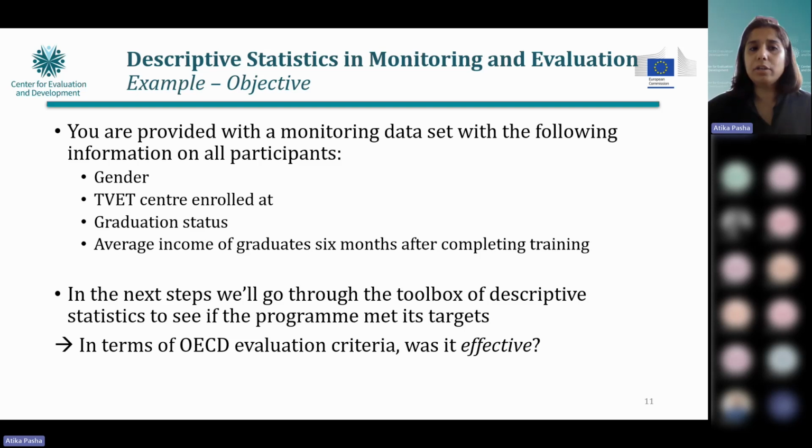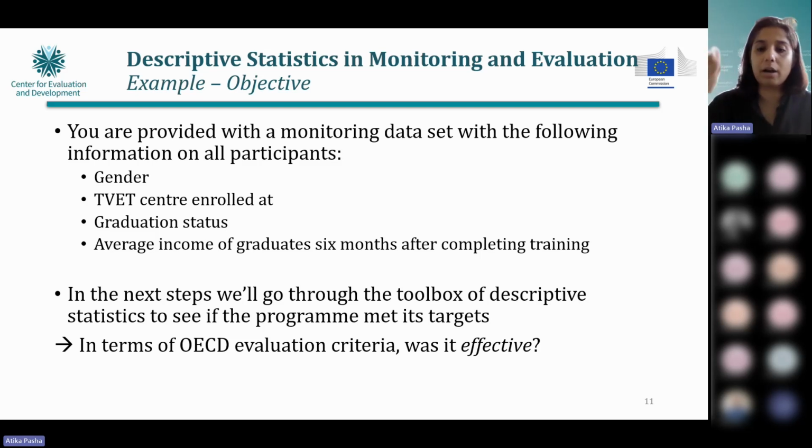What is additionally provided is information at the TVET center level. So for each individual, you also know which TVET center they are enrolled at. And with just these 4, or actually 5, variables, we are able to do a lot of analysis already. Through these 4 specific goals, we eventually hope to measure whether or not our program was effective.